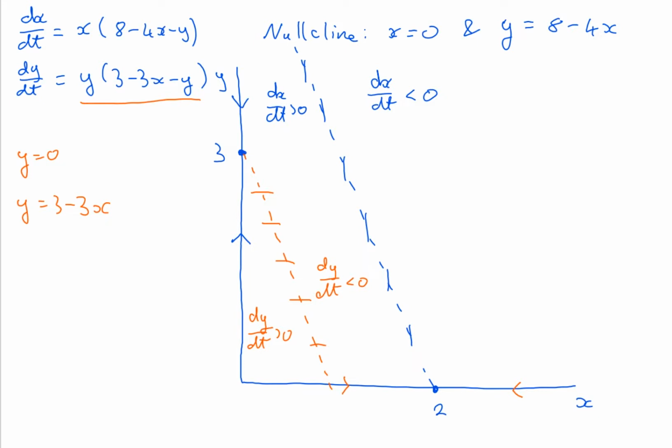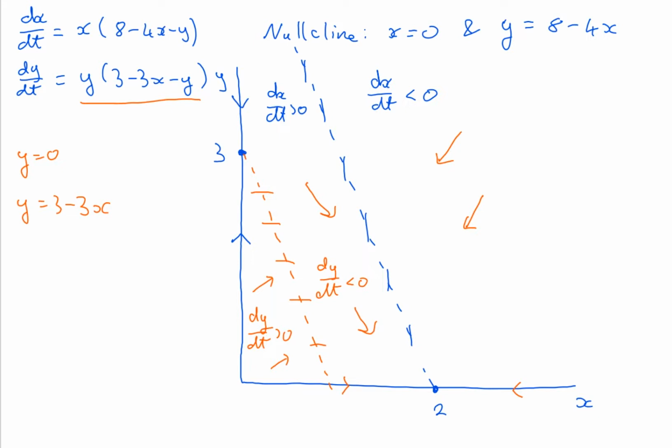So now, without drawing all of the other arrows, I know in which direction I'm going. To the right of both lines, dx/dt and dy/dt are negative, which means I must be going down and to the left. Between the two lines, I'm moving to the right and down. And to the left of both lines, I'm moving to the right and up. So that's already enough information to sketch in what the solutions look like.